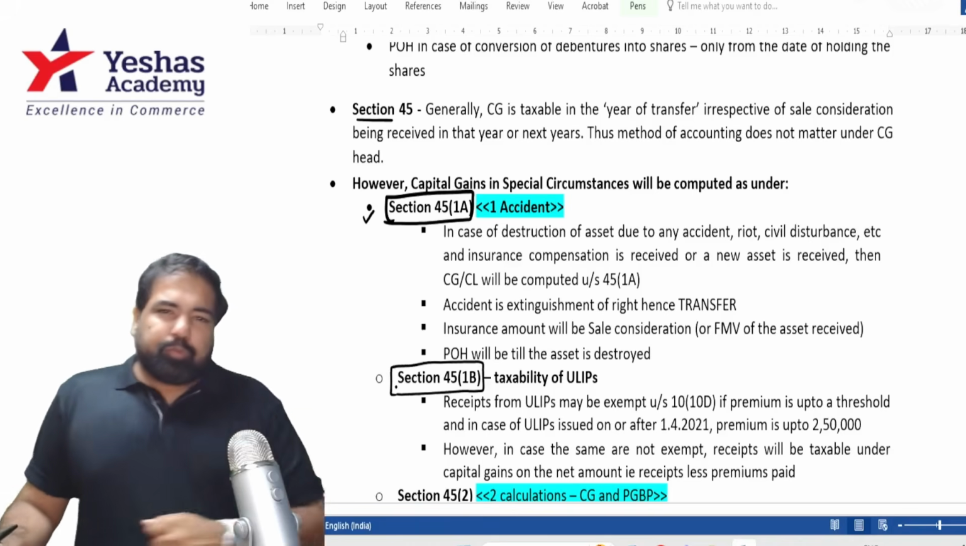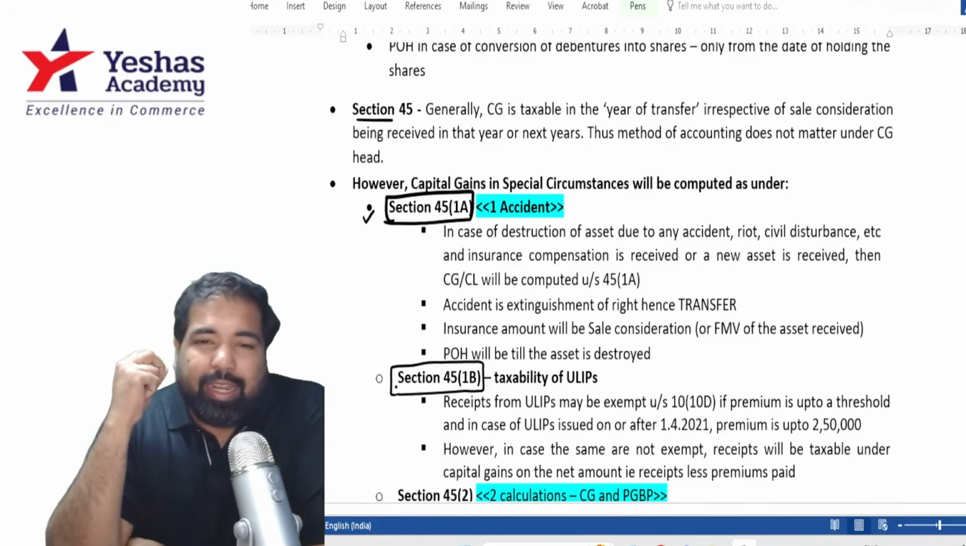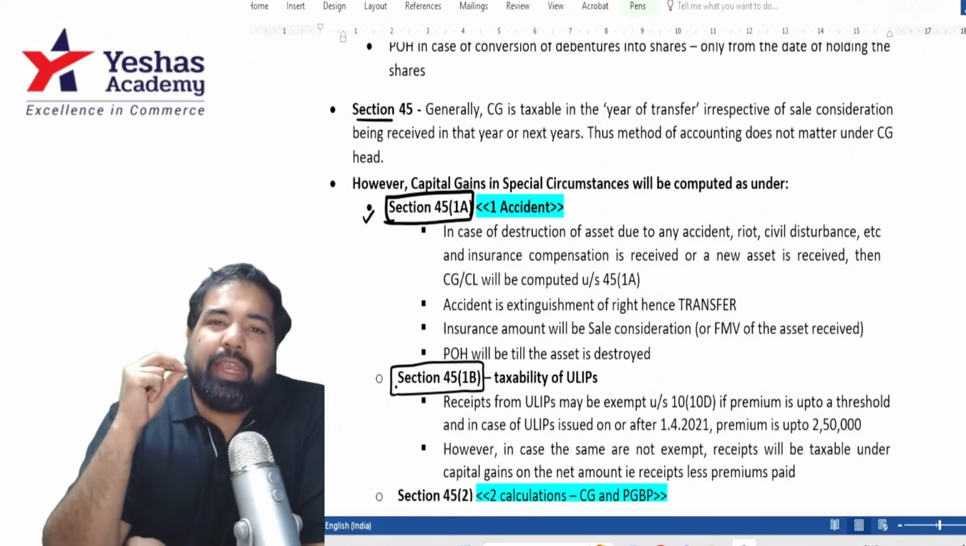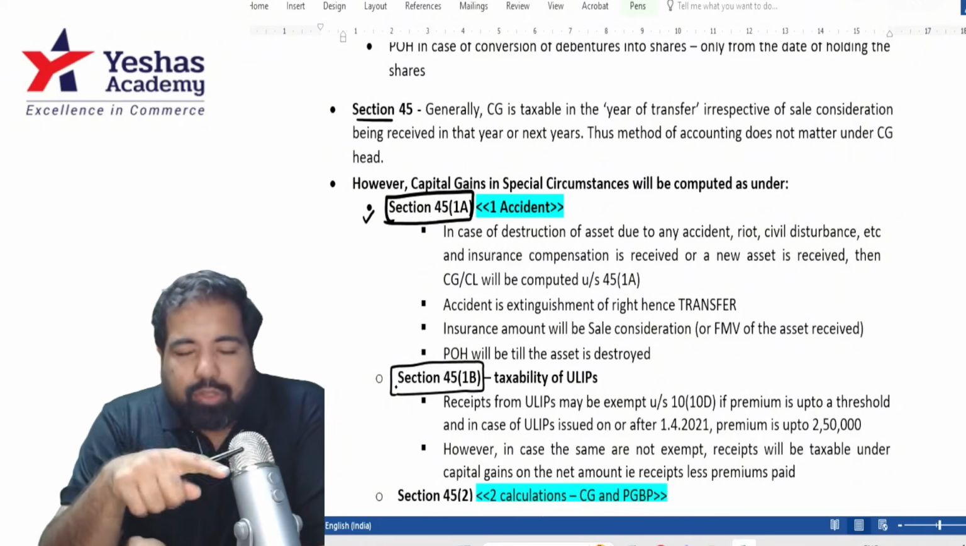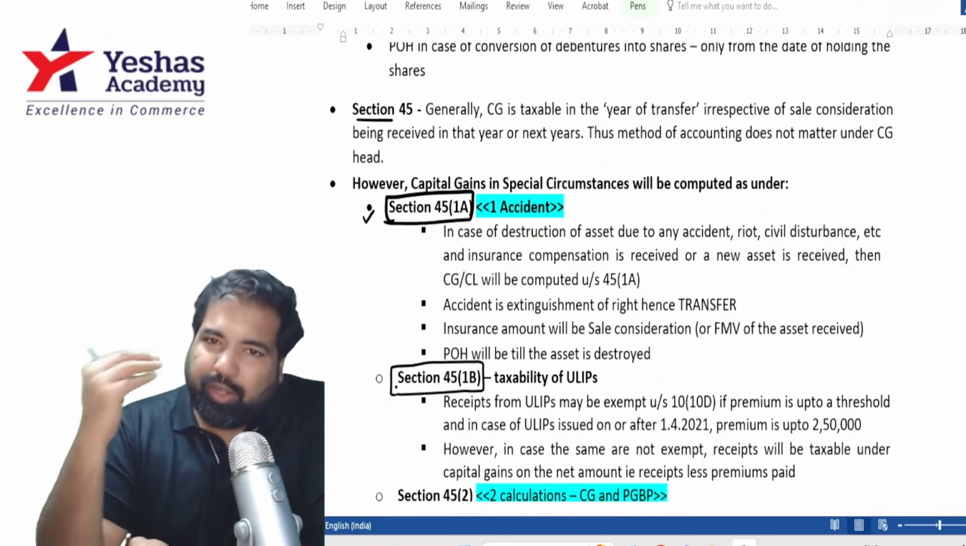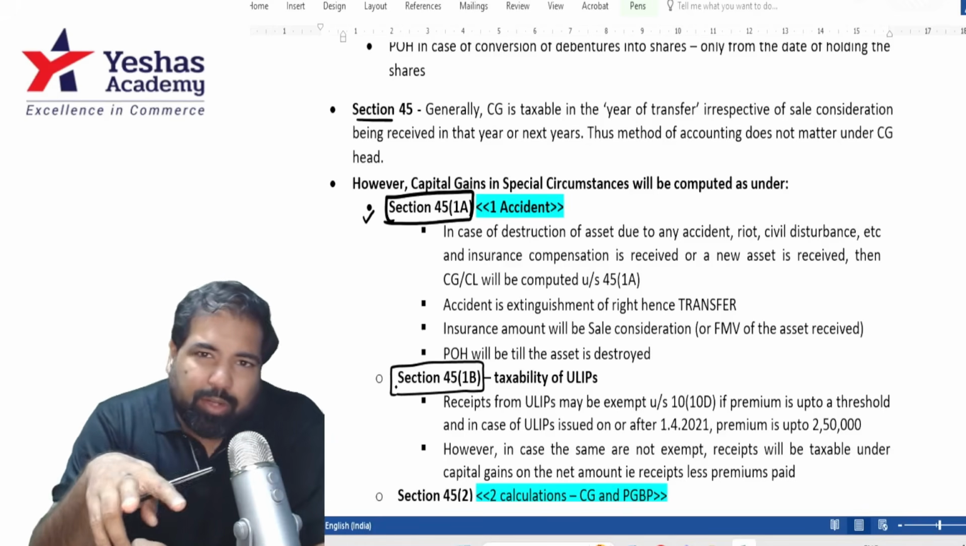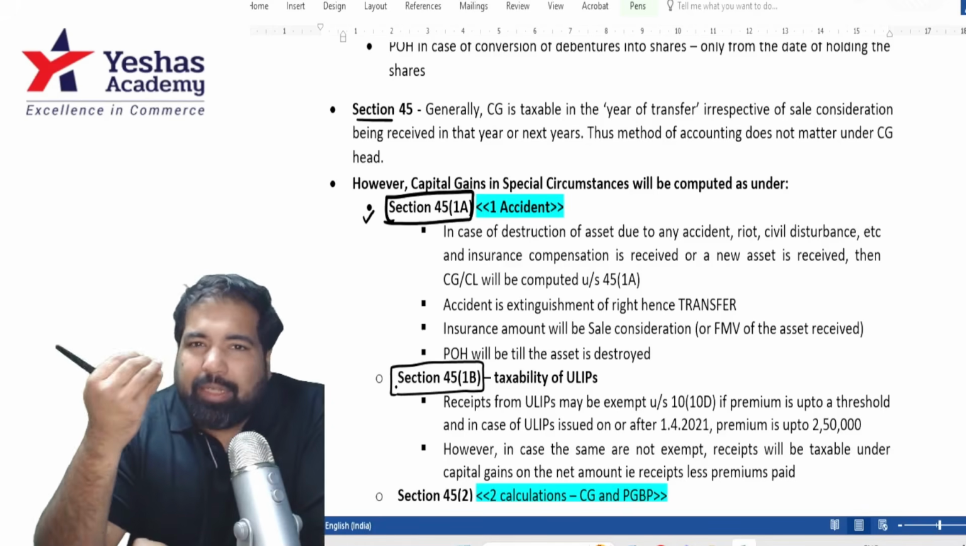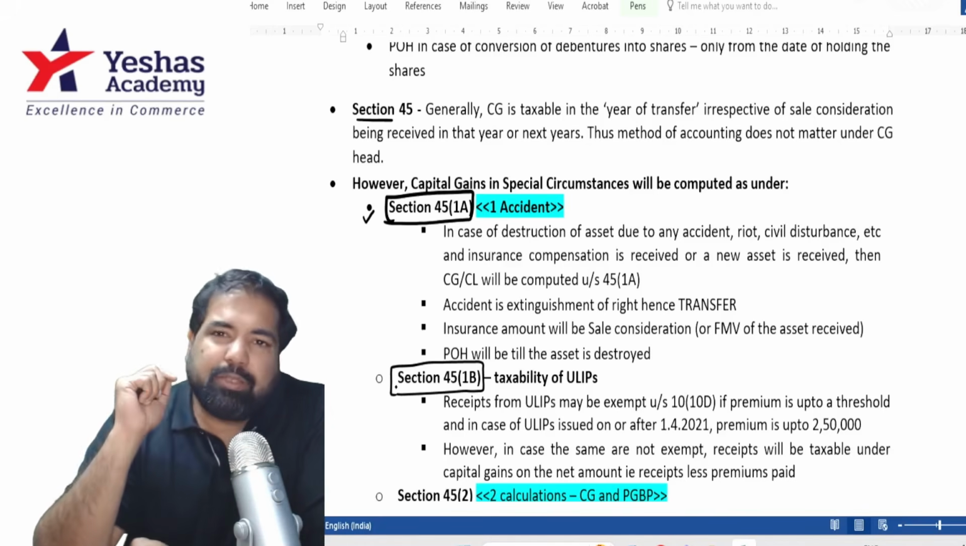Next, 45(1)(b), taxability of ULIP. Now, what is ULIP? Unit linked insurance plan. Sir, can I explain it in very layman terms? It is a price you pay to get insurance also, and some part of the money is also going to investment. Now it's basically a 2-in-1 instrument. Now when you get the money back, is it taxable? Yes, it is taxable, subject to some conditions.